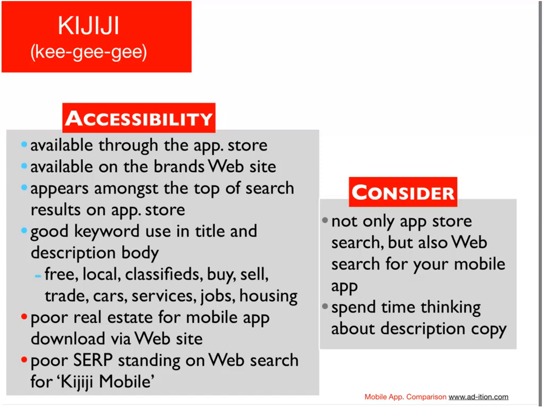So when searching on a regular browser, a regular computer, not the App Store, for mobile apps for Kijiji, they were far down the list. So it shows that they thought about the App Store, but not about regular search. For us, when it comes to accessibility, it's the whole thing. You've got to think about the entire package.